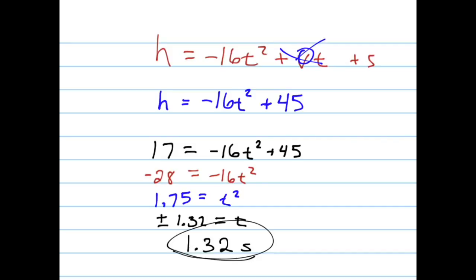Now notice this only worked because we didn't have an initial velocity. If we had an initial velocity, then we're going to have a t term in there, and we're going to have some more steps to do. So why don't we set you up with one to practice? How about you work out this one on your own, then we'll unpause the video and see how you did.